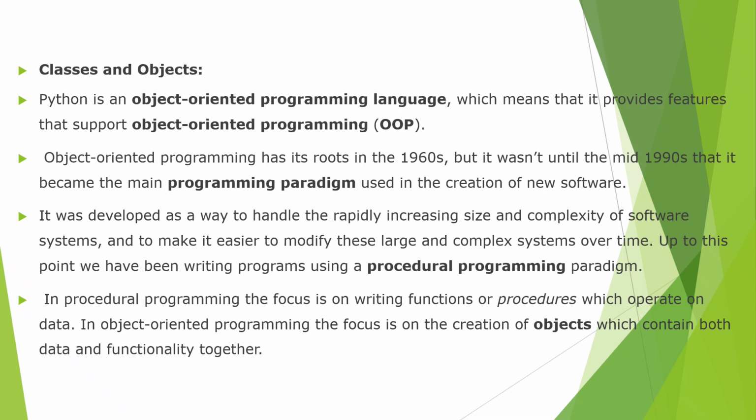It was developed as a way to handle the rapidly increasing size and complexity of software systems and to make it easier to modify these large and complex systems over time. Up to this point, we have been writing programs using procedural programming. In procedural programming, the focus is on writing functions or procedures which operate on data. In object oriented programming, the focus is on the creation of objects which contain both data and functionality together.